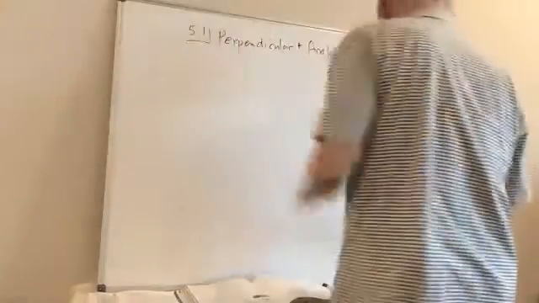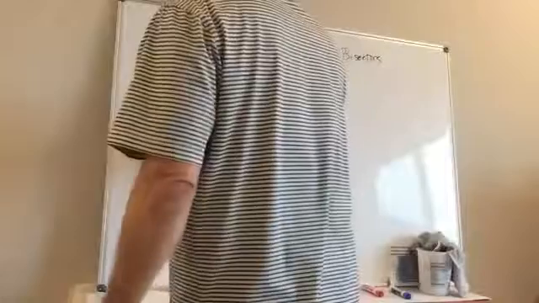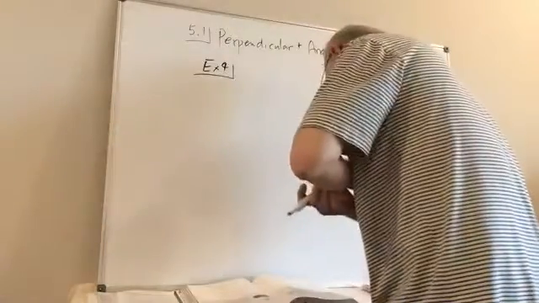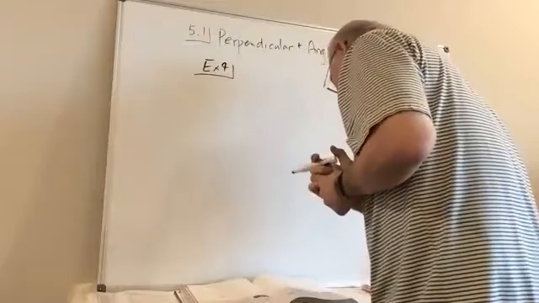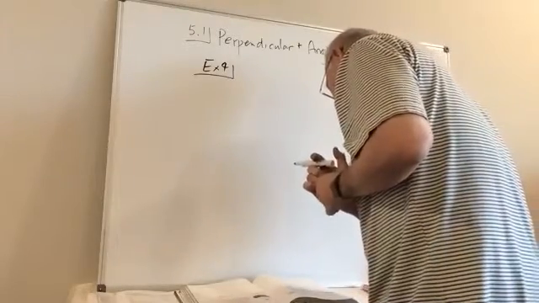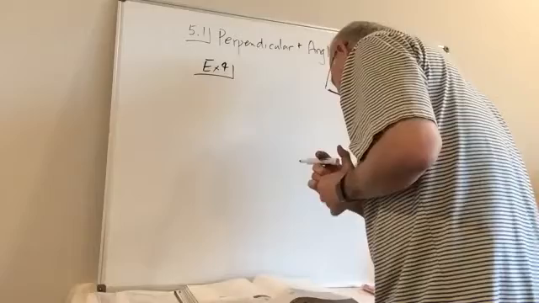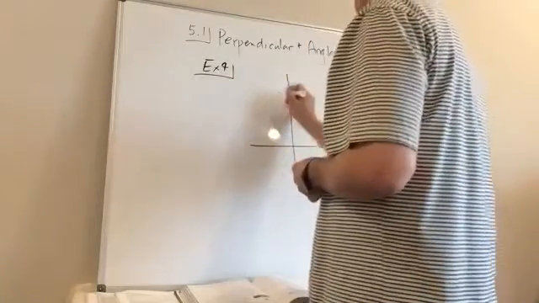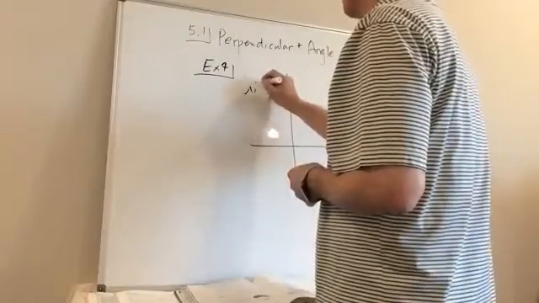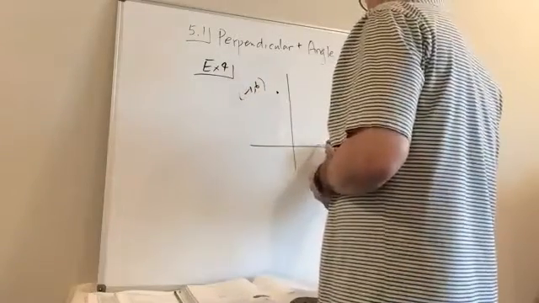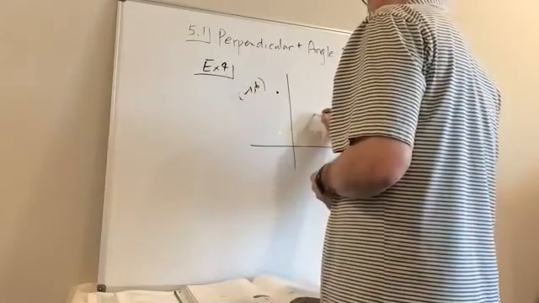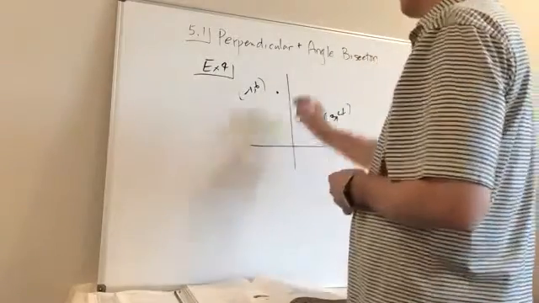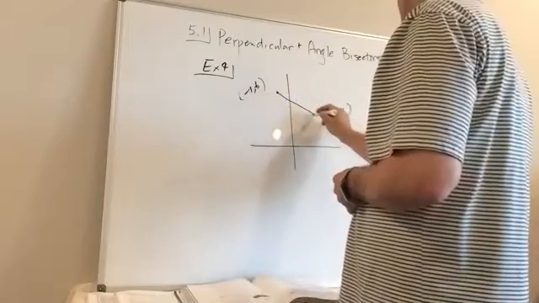Example number 4 is a little interesting. In example number 4, I write an equation in point slope form for the perpendicular bisector of a segment with endpoints -1, 6, and 3, 4. So I have -1, 6. This is -1, 6. And I'm going to have 3, 4 here.